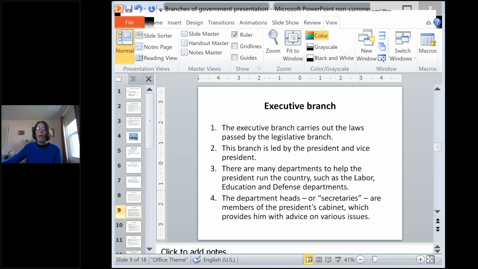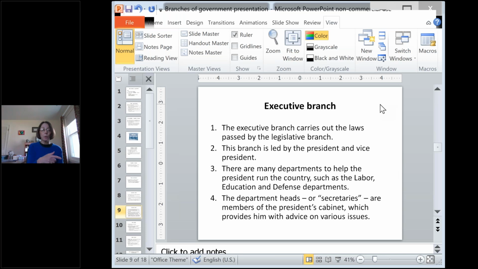Okay, so the executive branch carries out the laws that are passed by the legislative branch. It's their responsibility to carry them out, whether they like them or not. This branch is led by the president and the vice president. And then there are many departments to help the president run the country, like the Labor Department, Education, Defense, Housing and Urban Development. The heads of these departments are called secretaries, and they are members of the president's cabinet.